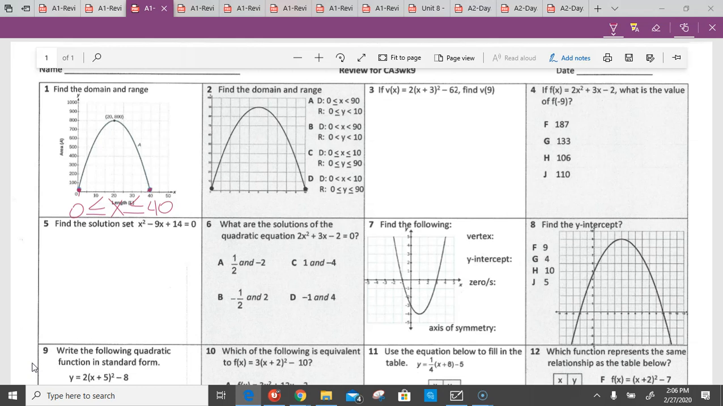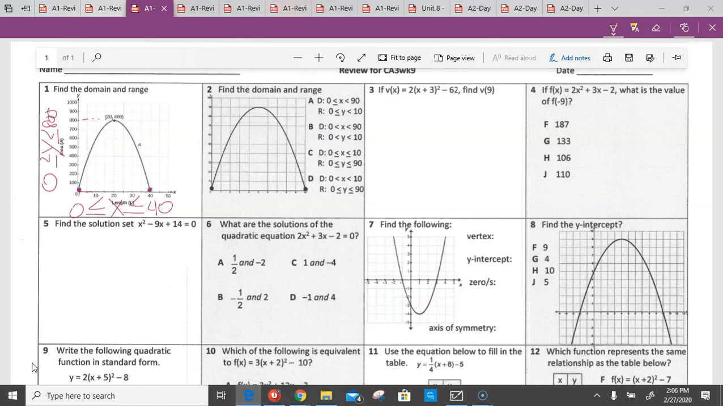There's our domain. Our range is always measured on the y-axis. And since my dots were solid, I'll have the less than or equal to arrows also. What's the lowest this graph goes? Well, that'd be down here to 0. What's the highest this graph goes? That'd be up here to 800 meters, units, whatever it is, 800. So there's your domain and range.